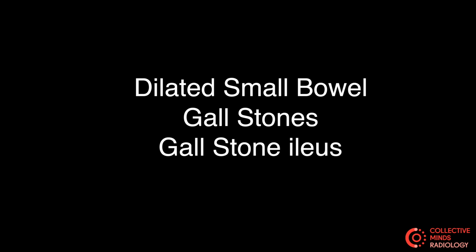So in this case, we identified dilated small bowel, traced them all the way down to gallstones located within the left lower abdomen, and therefore found the defect within the gallbladder, which would suggest that this is overall gallstone ileus.